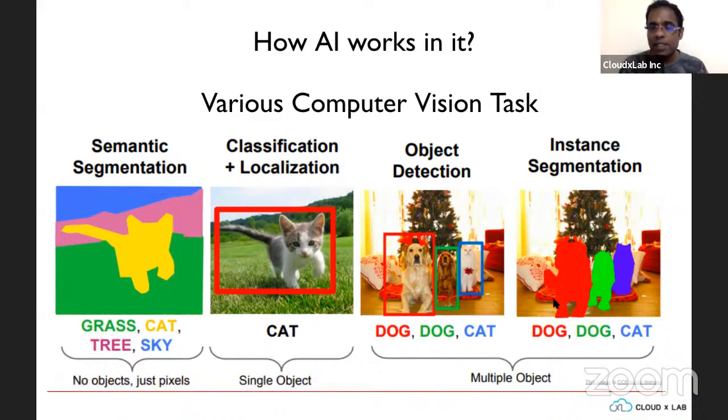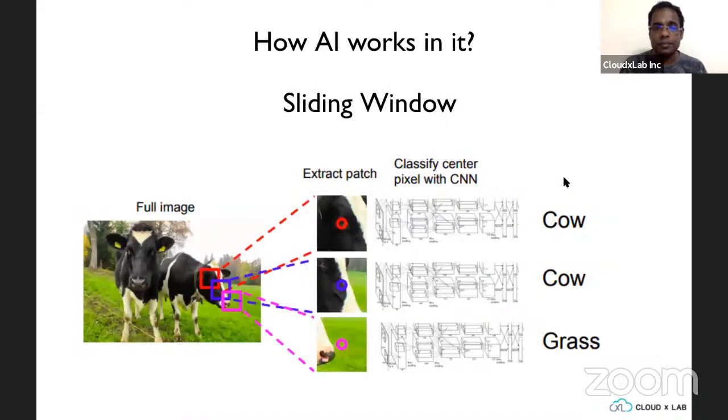An instance segmentation, in which you basically identify each item, and then you identify the pixels that belong to the dog, for this dog, and the cat, all separately. That particular act is called instance segmentation.